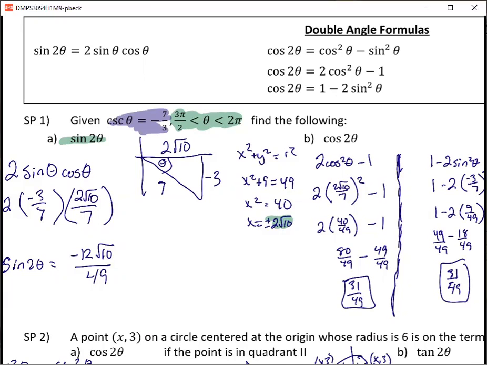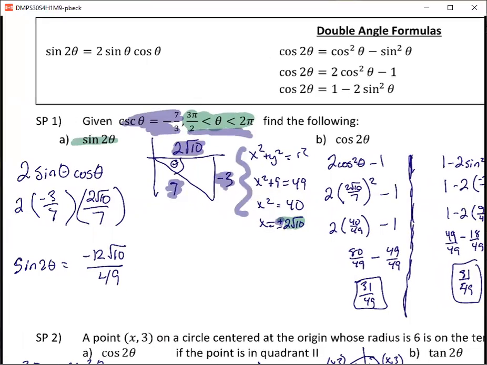So the ratio I'm given is the cosecant ratio, which would be r over y. How did I know I'm in quadrant 4? I'm told that in the directions. Please make sure you read the directions. We could use the Pythagorean theorem to figure out what our x value is. Please keep in mind we want the positive square root, not the negative square root, because we are working in quadrant 4.